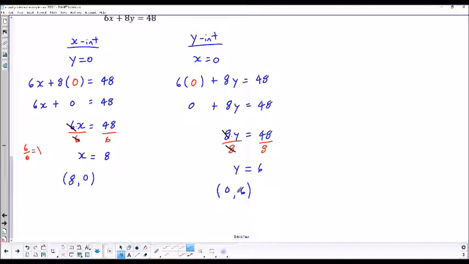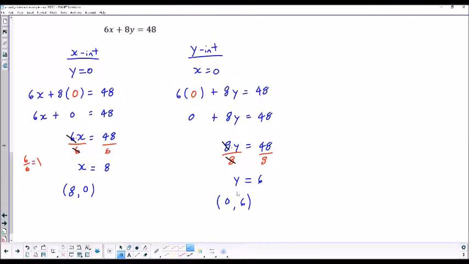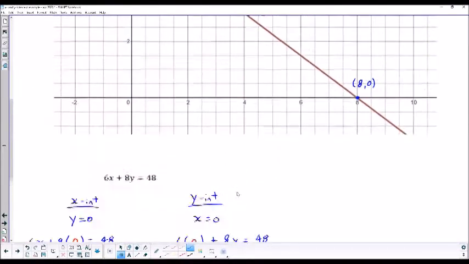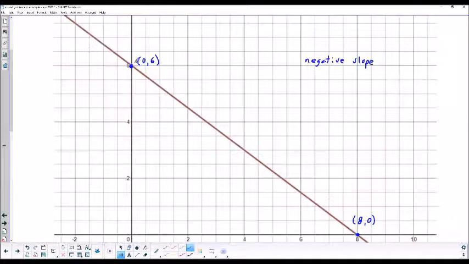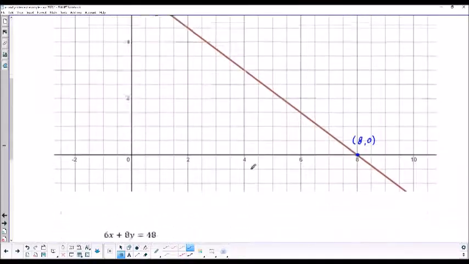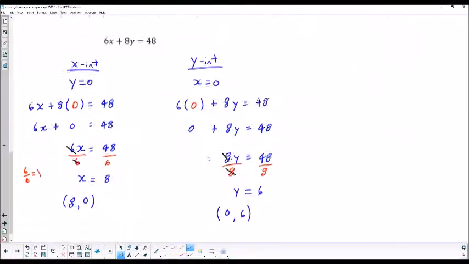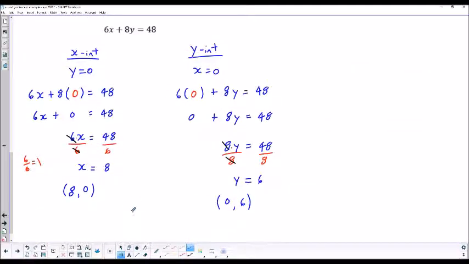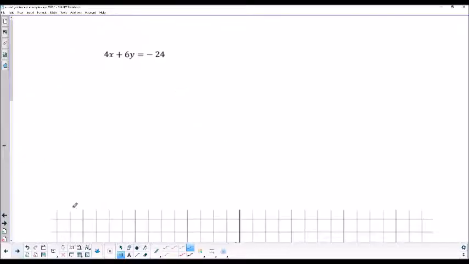So then the ordered pair for the y-intercept is 0, 6. So we can go up here and verify that 0, 6 is the y-intercept, and 8, 0 is the x-intercept, as seen in the graph, and as we have calculated this algebraically. Okay, let's take a look at a couple other quick examples.